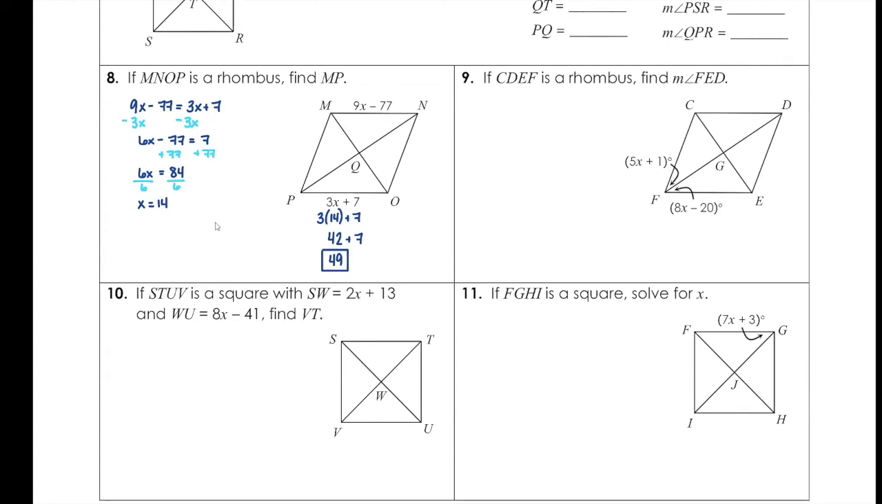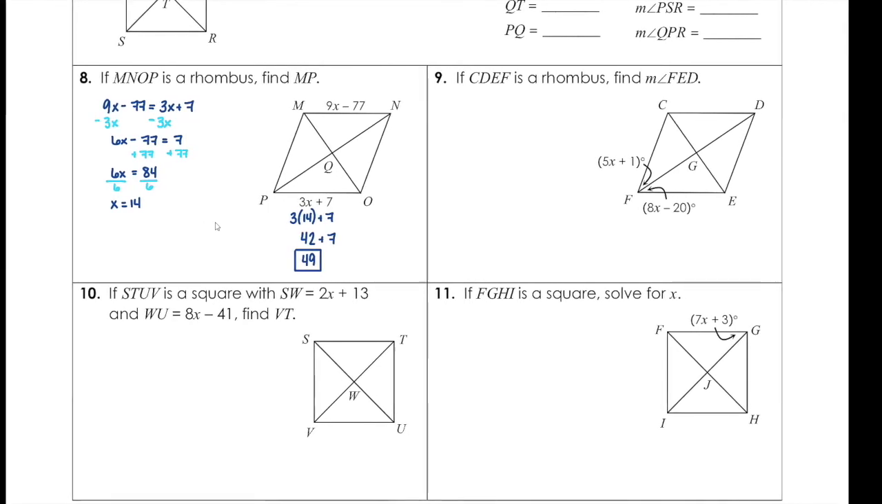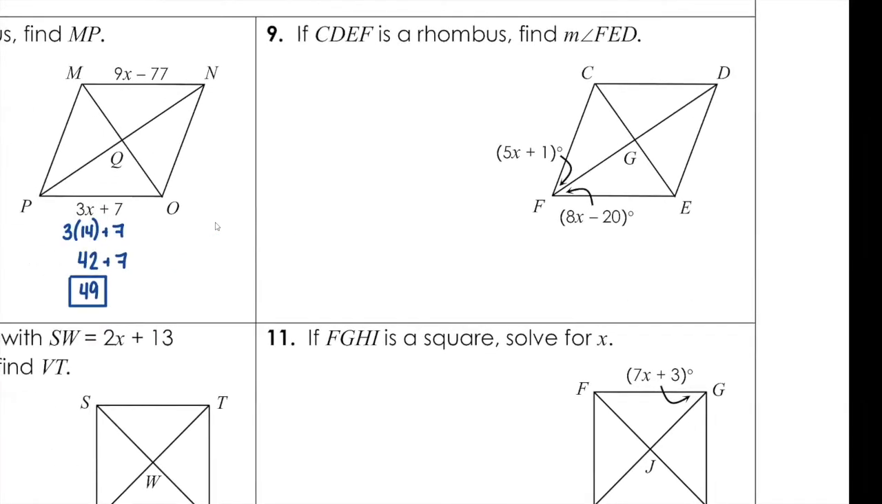CDEF is a rhombus. Find the measure of angle FED. What do the diagonals do in a rhombus? The diagonals bisect. So if CFD and EFD have been bisected, that means that they are equal. Good job. So we can set them equal to one another because they were bisected by diagonal FD.